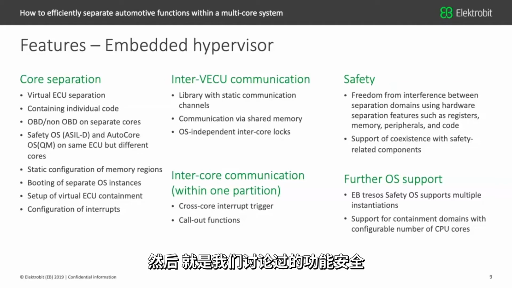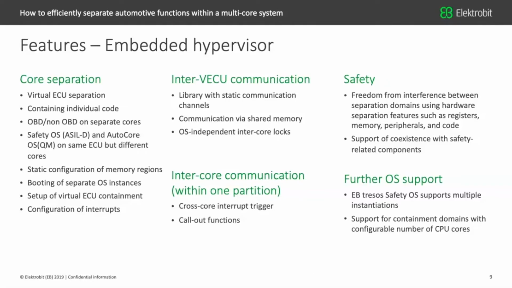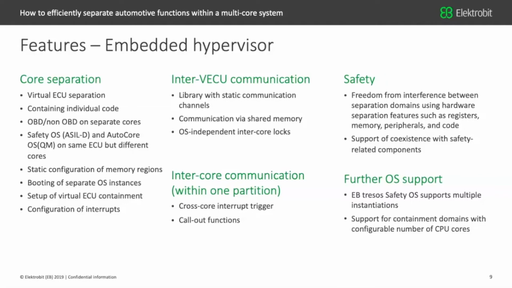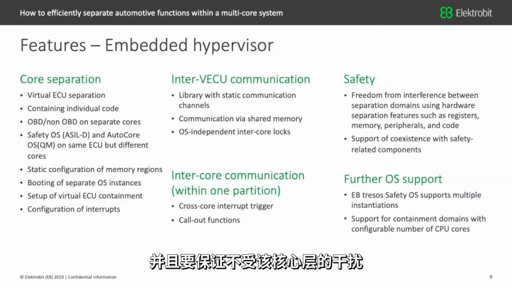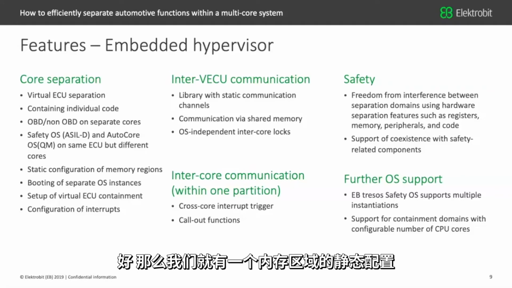Then for safety, we talked about that as well. It is possible to use a safety OS with an ASIL-D or whatever ASIL implication, and on the other ECU we run a normal EB Autocore OS, which has a QM level, and execute them in the same ECU but on different cores, and guarantee freedom from interference on that core level, so that we are not accidentally executing commands from the other core.